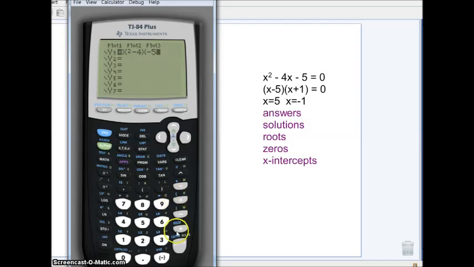So we're going to press enter, and we're going to put one more condition on the calculator, that we want this equation to be solved when the y value is equal to 0. So there are 2 things you'll have to enter: the left side of the equation and the right side of the equation. Of course, it's equal to 0, so the right side of the equation is 0, so that's what we have.